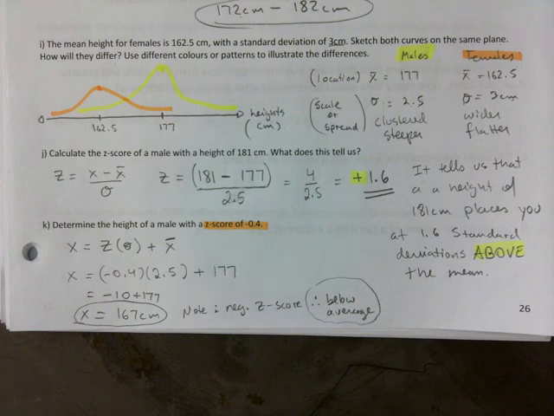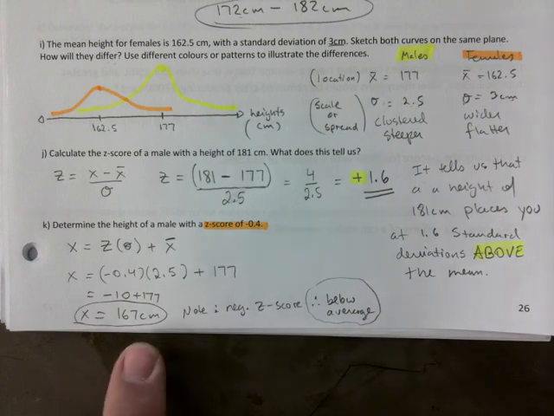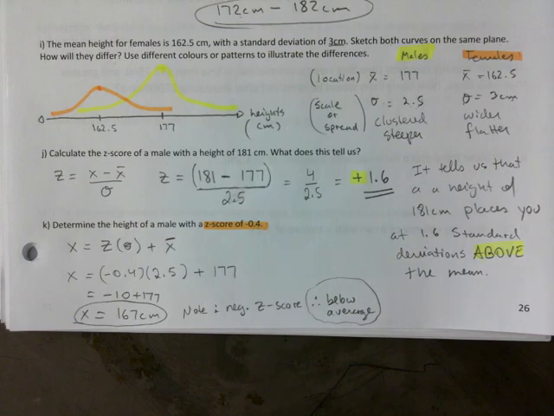So 177 is the average height. If your z-score is negative 0.4, that would place you at 167, which is below the average of 177.